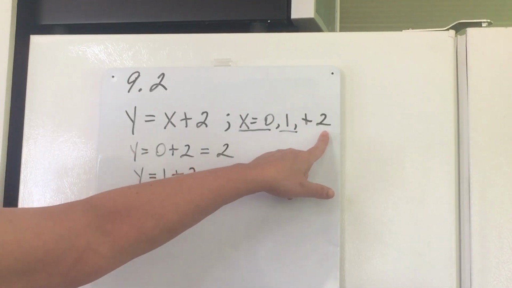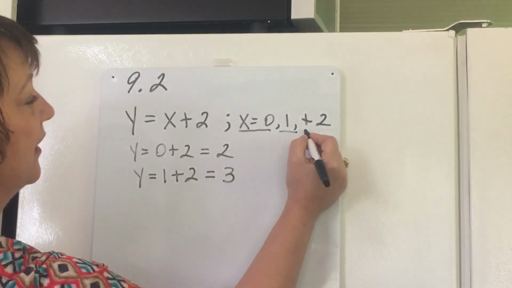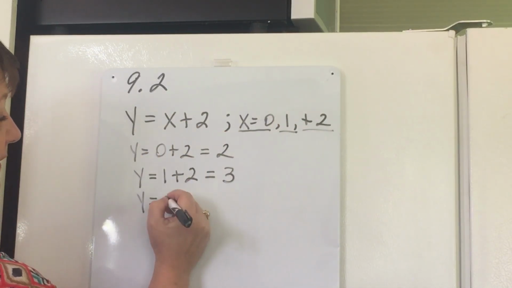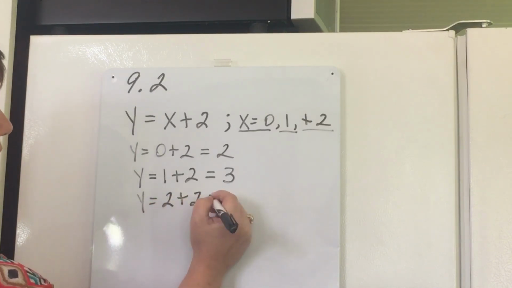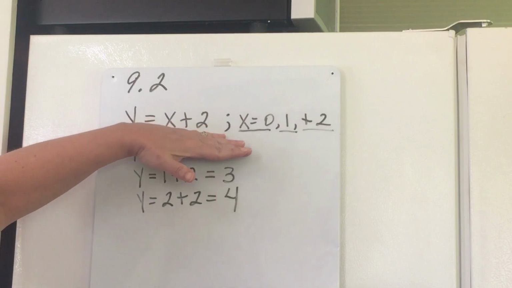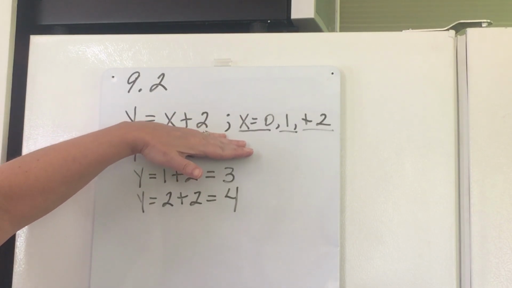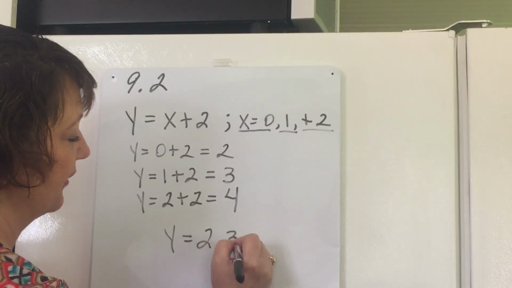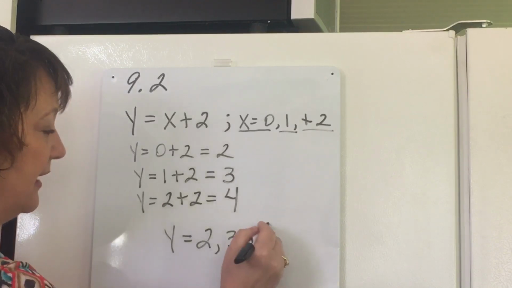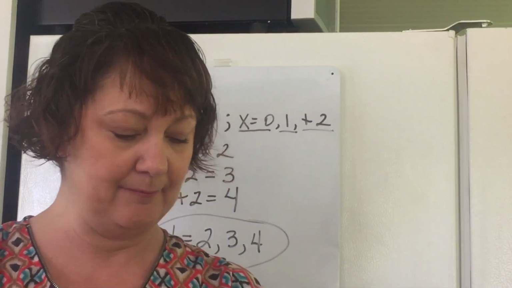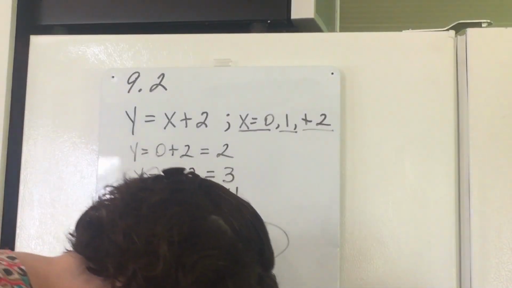I have one more value I want to try for x. Let's try plugging in a 2 in here. So that's y equals 2 plus 2, which is just 4. So here's how I want you to put your answers on your Google document. If you have a problem that looks like this, your answer should be y equals 2, 3, 4. This is what your answer will look like, okay? Does that make sense?